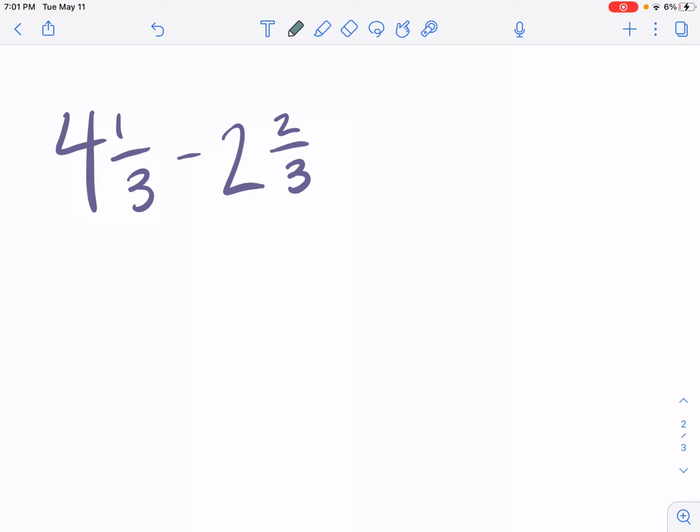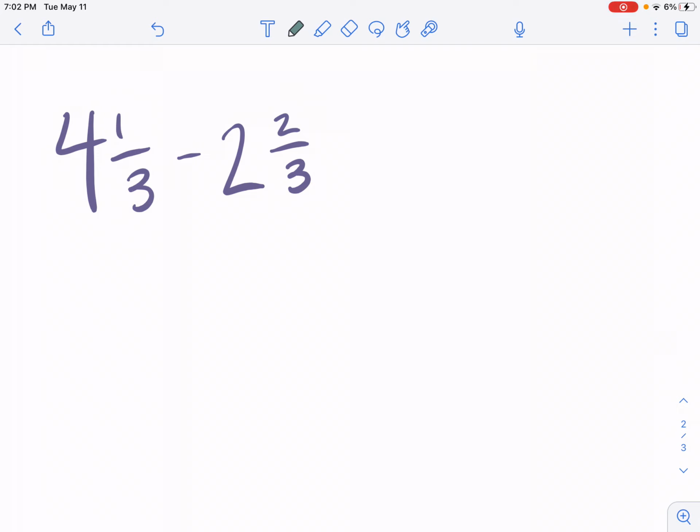So my fractions, I have 4 and 1/3 minus 2 and 2/3. So just looking at my fraction here, 1/3 and 2/3. If I subtract 2/3 from 1/3, I would get a negative fraction, and that is not what we want. Because if we think about these numbers as a whole, 4 and a little bit is more than 2 and a little bit, so I shouldn't get a negative number.